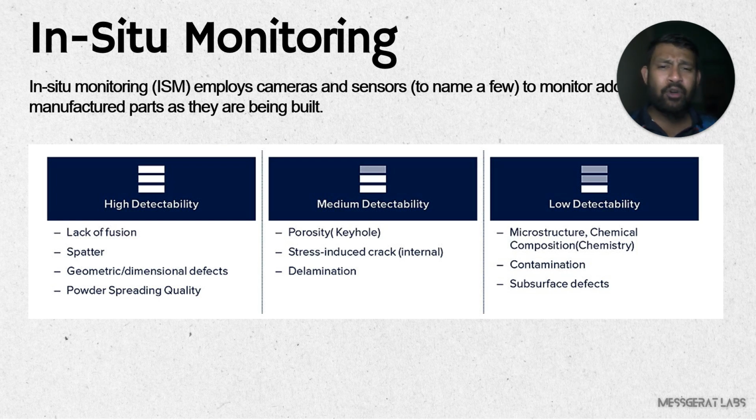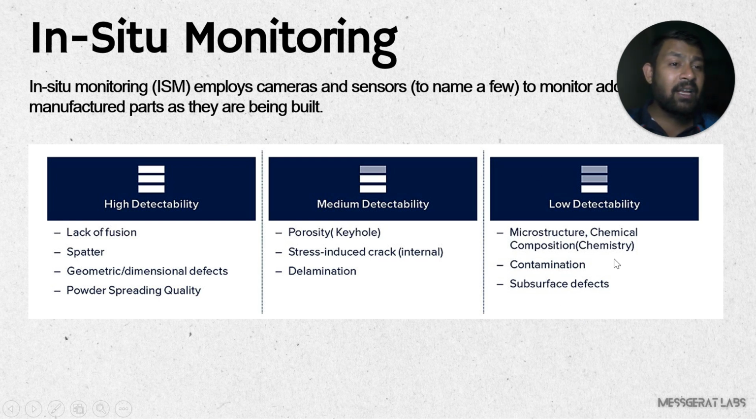similarly, you can check for porosity, but the amount of porosity that you can detect is slightly on the lower side. Then you can check for stress-induced cracks. Again, it's not necessary that you will be able to detect all the cracks. Then delamination.